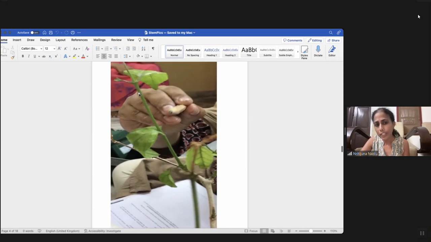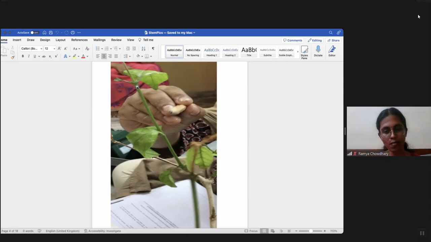Then point to the internode, this position. Are you able to see the arrow on the screen? Yes, ma'am. Oh, then that's good.